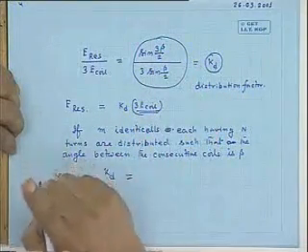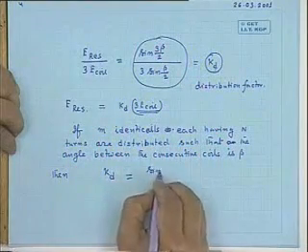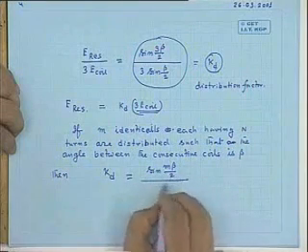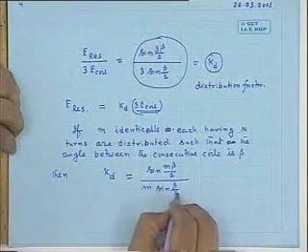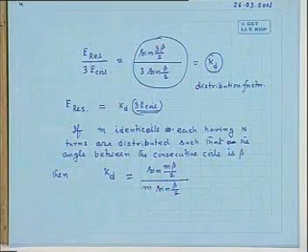Kd would have been, for 3 it would have been... suppose there are m coils instead of 3 coils. So it would have been sin(m beta/2) divided by m sin(beta/2). This would have been the distribution factor.